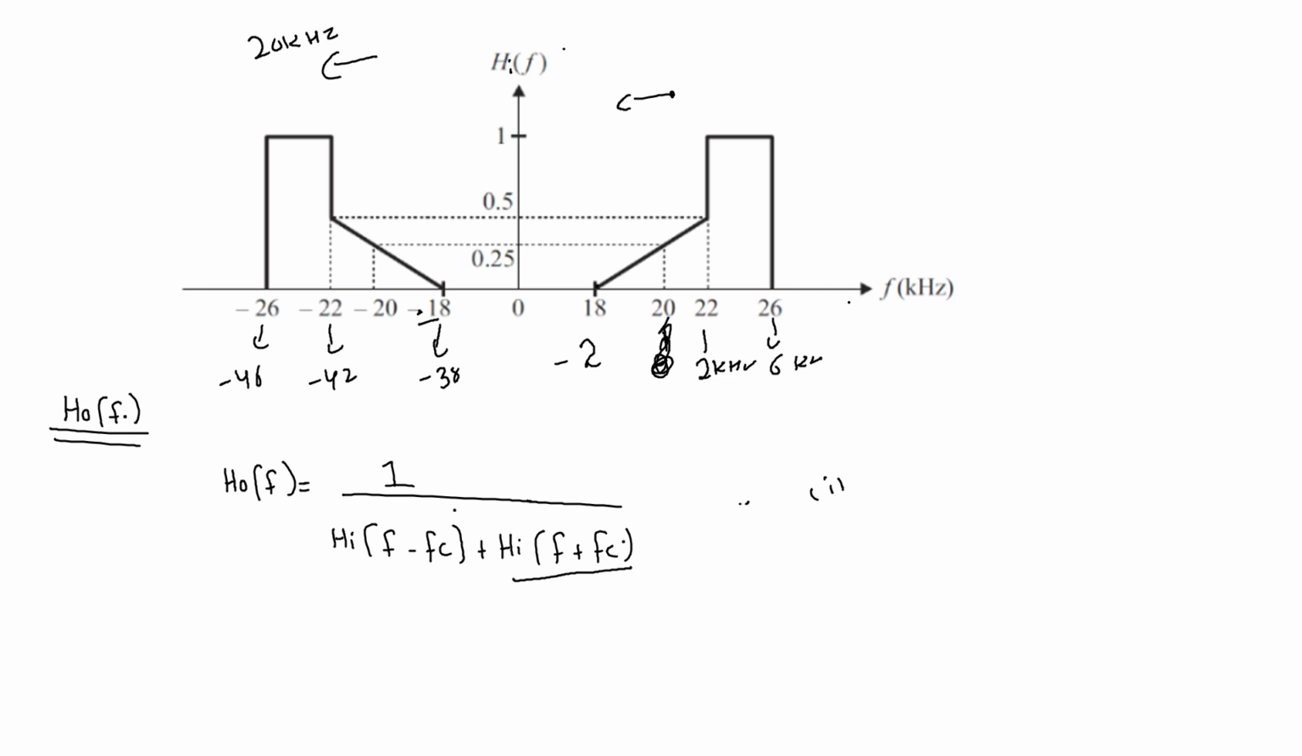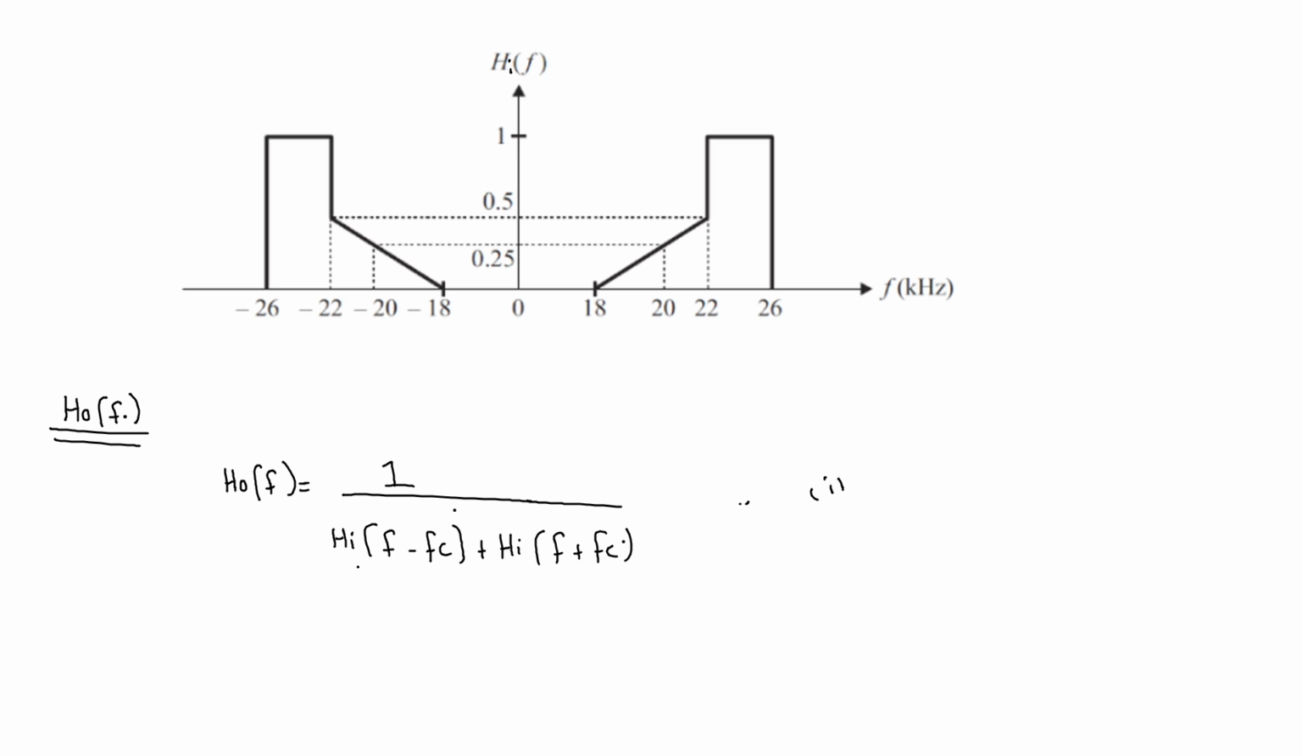And H(IF minus Fc) is basically this frequency response, but shifted to the right by 20 kilohertz. Why by 20 kilohertz? Because Fc is equal to 20 kilohertz. Fine. So we need to shift the spectrum by 20 kilohertz to the right.